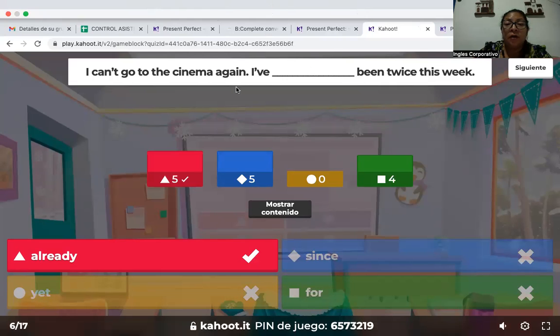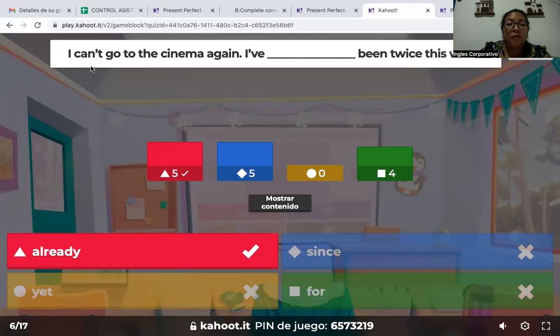¿Por qué se equivocaron? Con since. I can't go to the cinema again. I've already been twice this week. O sea que esta semana ya estuvo ahí. Entonces es algo que hizo antes. Entonces por eso sería con already.